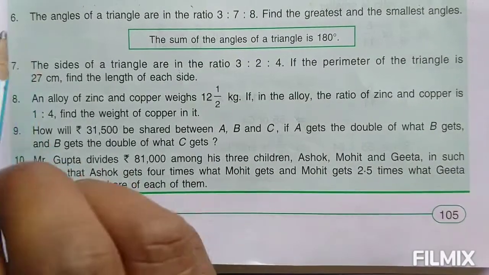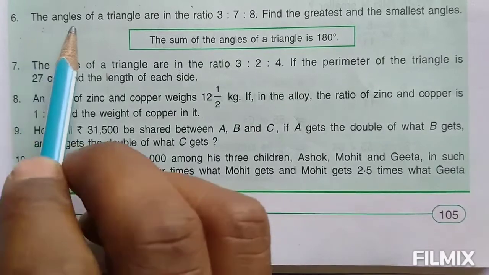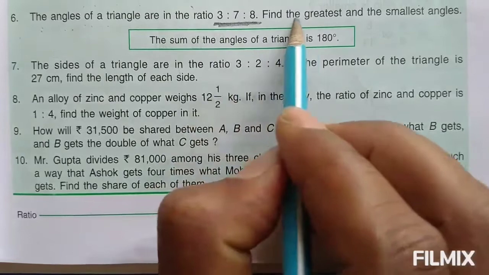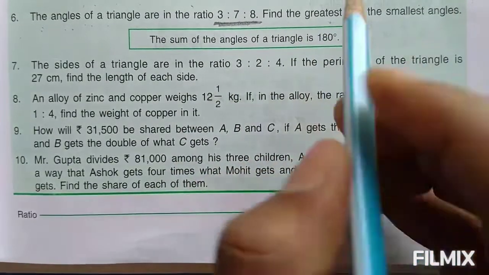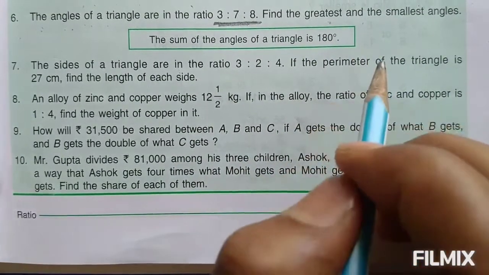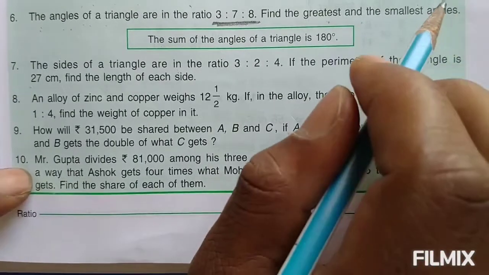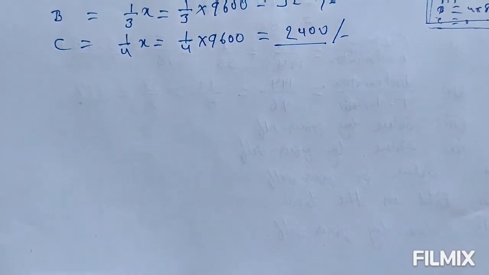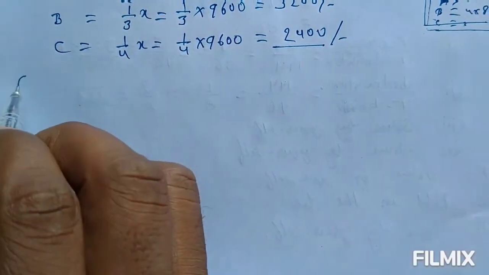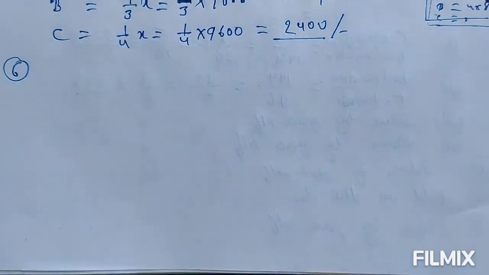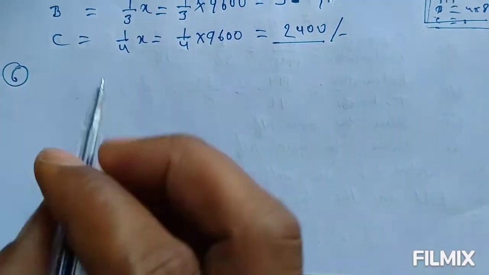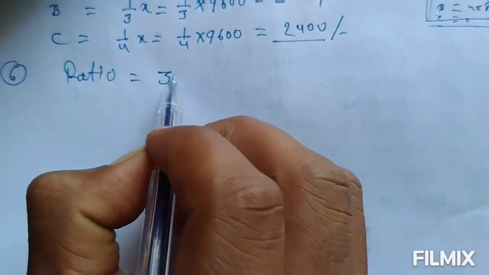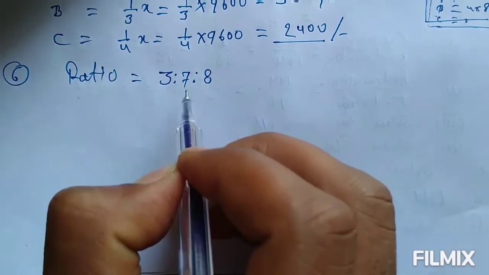Question number 6. The sixth question is: the angles of a triangle are in the ratio 3, 7, 8. Find the greatest and the smallest angle. In any type of triangle, there are 3 angles. So let's start question number 6. Our sixth question is the ratio of angles. The ratio is already given. Ratio is 3, ratio 7, ratio 8.